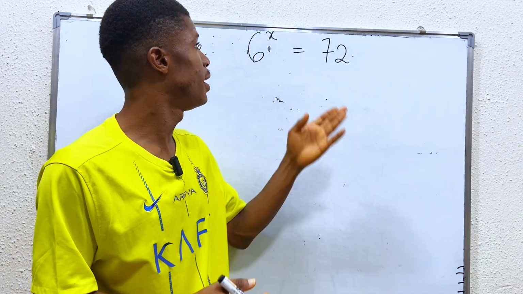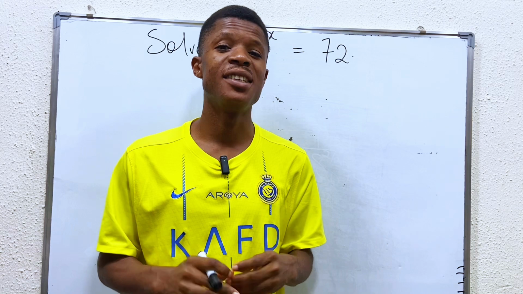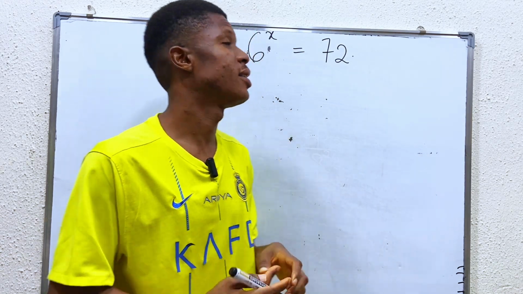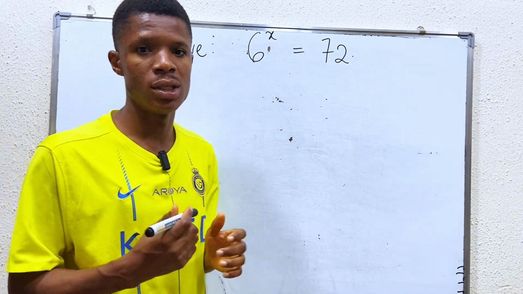Can you solve for the value of x in this exponential equation on the board? If you think you can, pause the video and make a guess. We are trying to solve 6^x = 72.